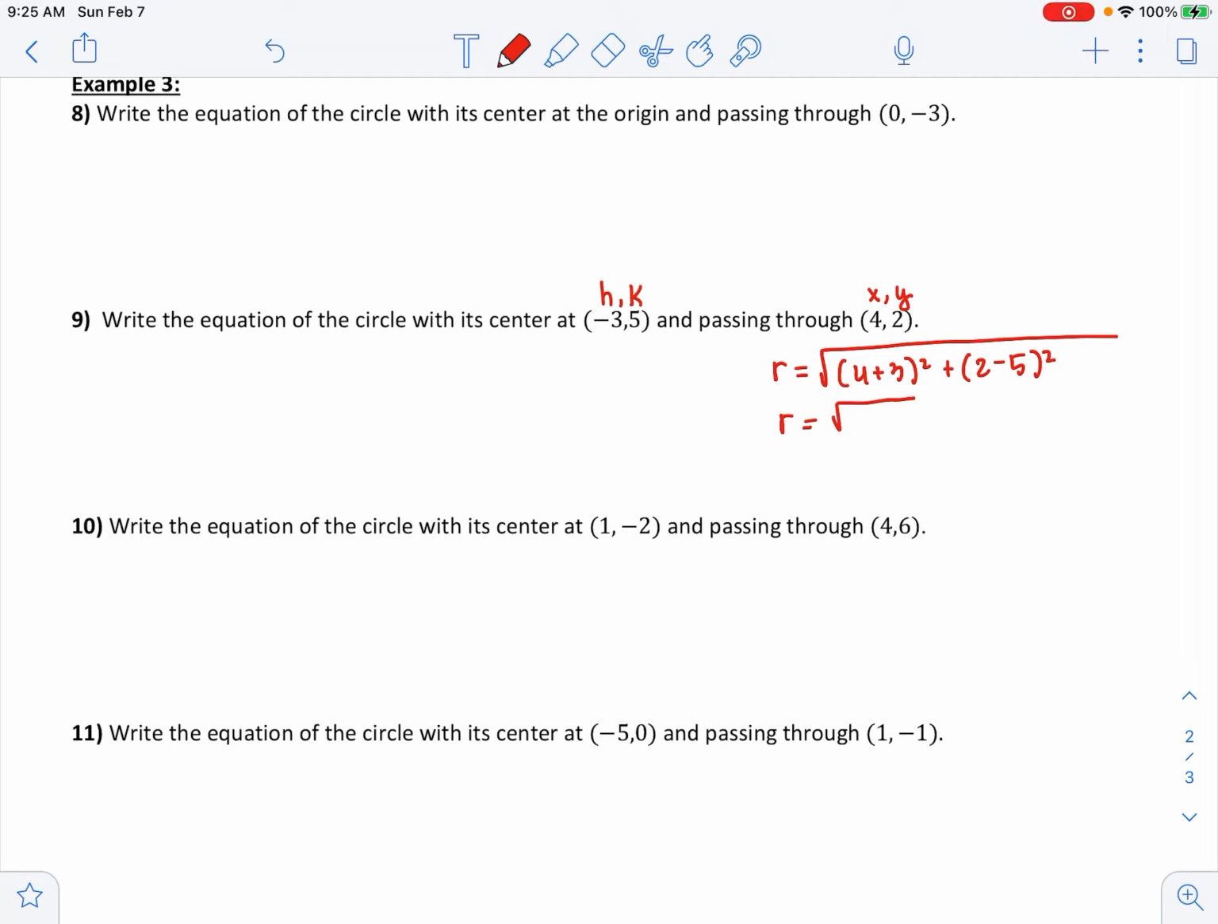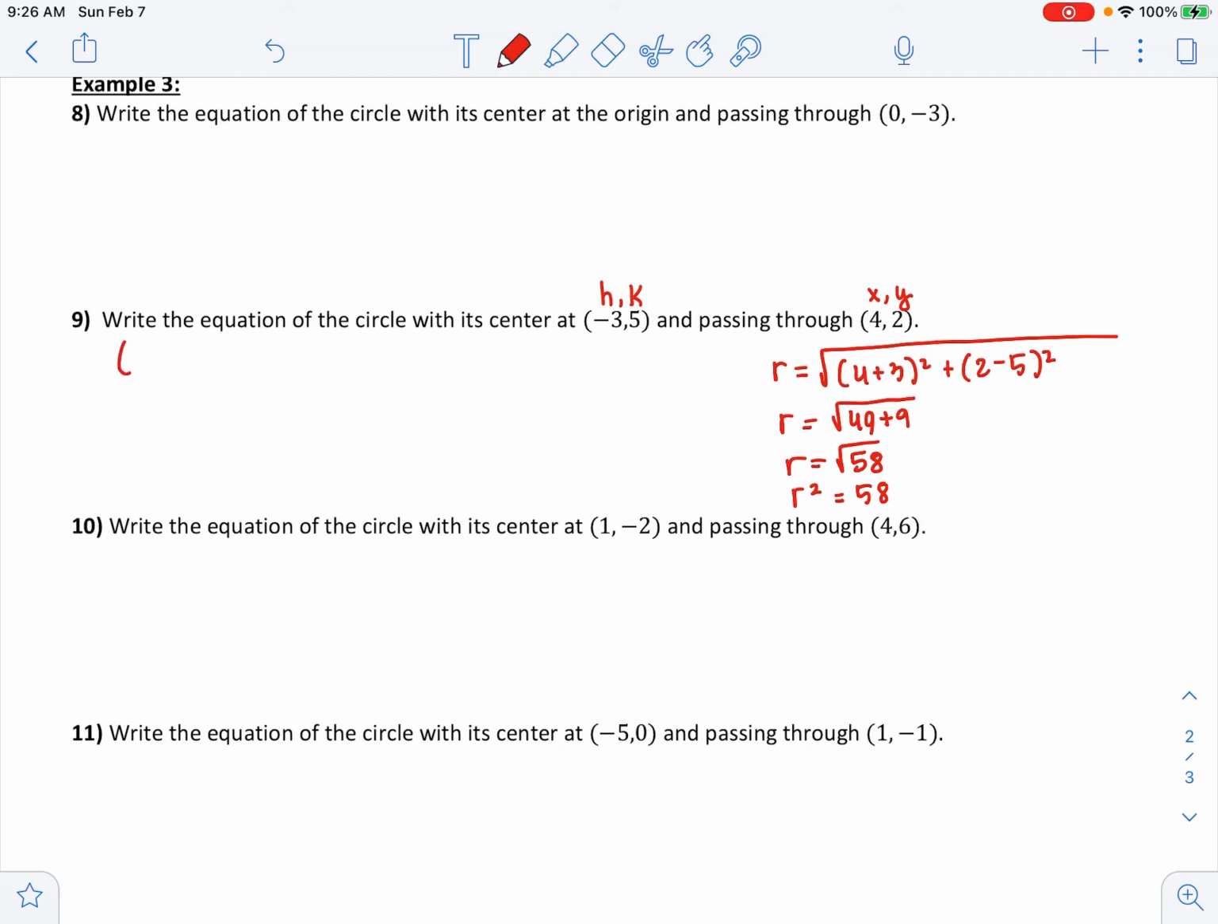You have R equals the square root of 7 squared, which is 49, plus negative 3 squared, which is 9. So you have R is equal to the square root of 58. Oops, I put R squared. R equals the square root of 58. And then I need to know what R squared is, which is 58. So then you can write your equation of your circle.